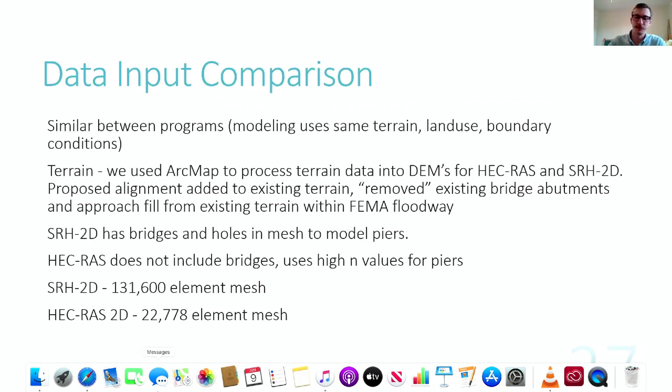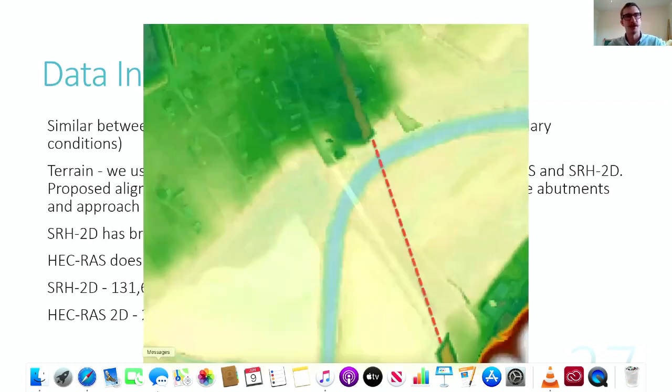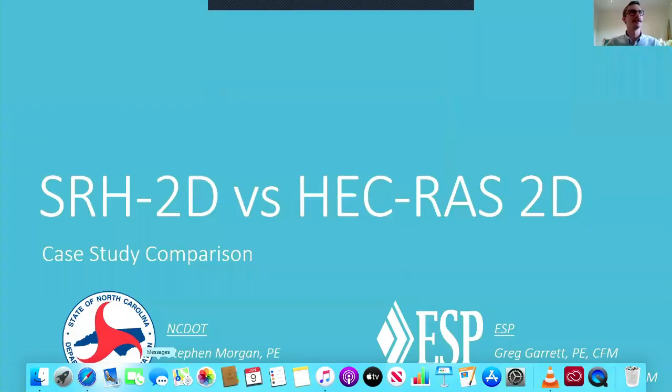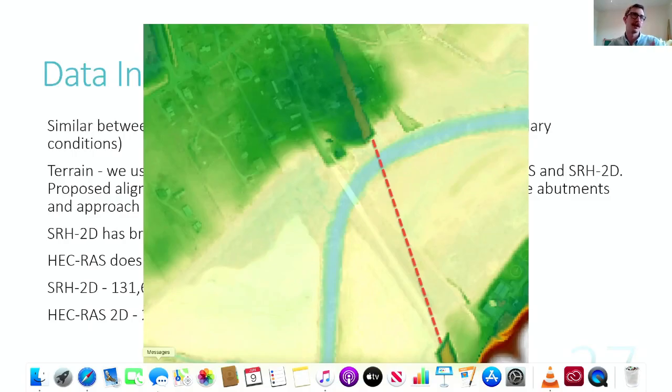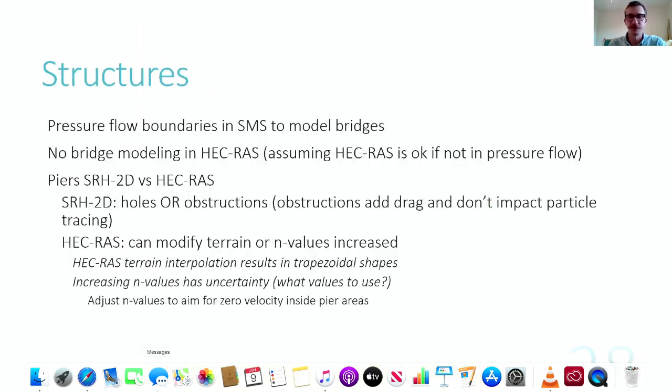And so one of the things I wanted to show as we're talking about data input is the proposed terrain image near Wilson Road. So you can see the underlying aerial imagery and where the existing bridge is. And then this red dashed line represents the new bridge that's going to span most of the floodplain, obviously with piers in there. And also shows the embankments that'll be created for this new bridge. So just to kind of give a reference of what's happening in this project, what we're looking at.